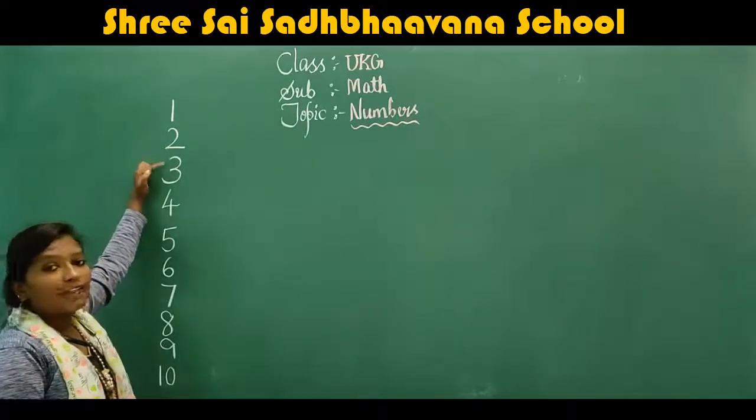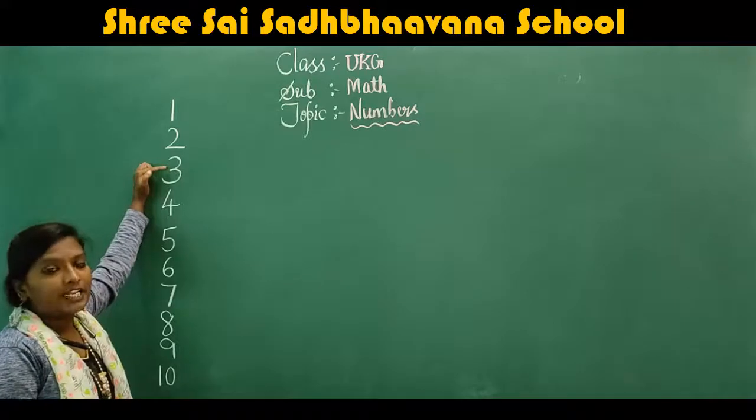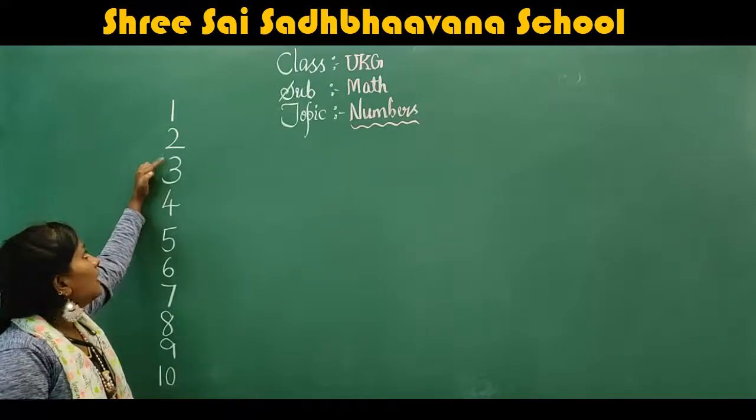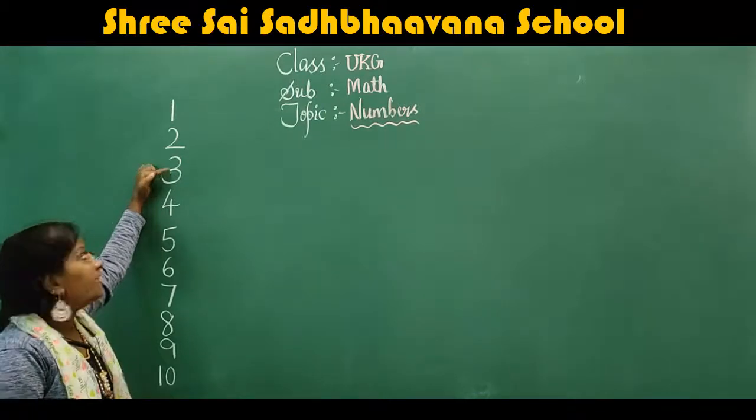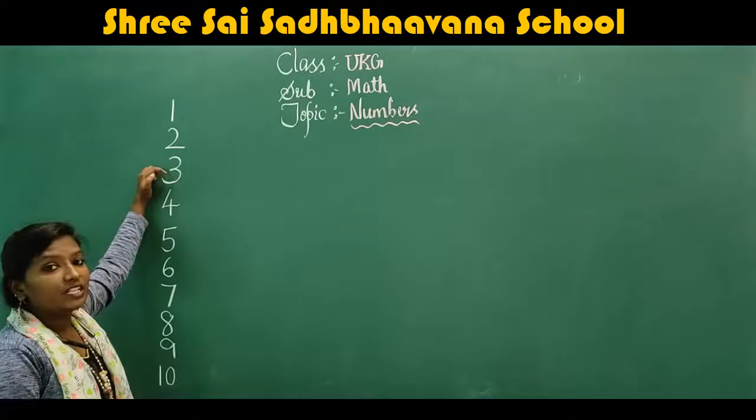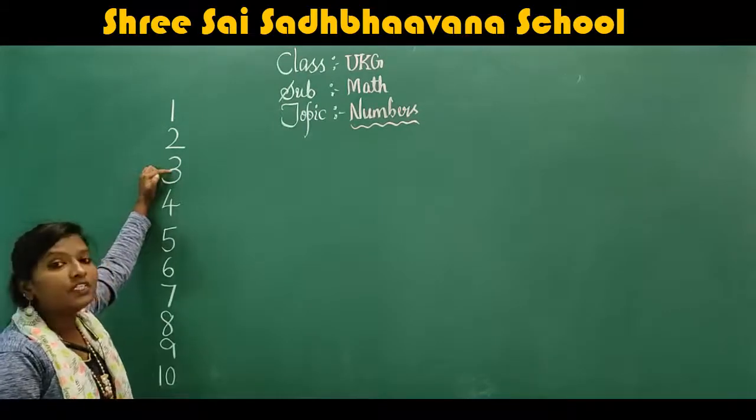And next, after 2, number 3. Right children, after 2, number 3. Then how to write number 3? Yes, left curve and remaining of left curve. It's called number 3.